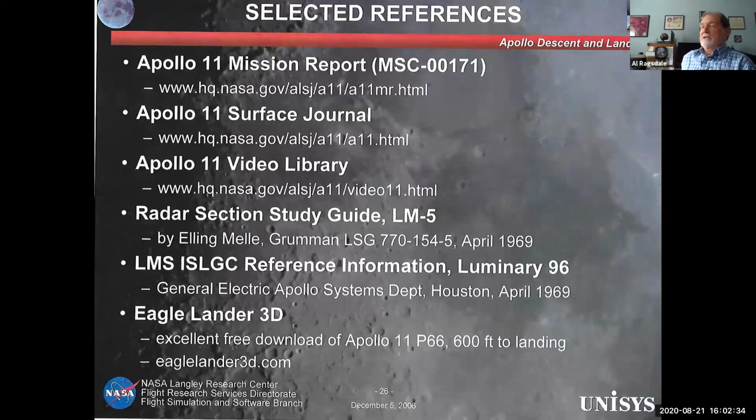But so all that put together, the descent stage I considered easy to fly. The ascent stage was antsy.